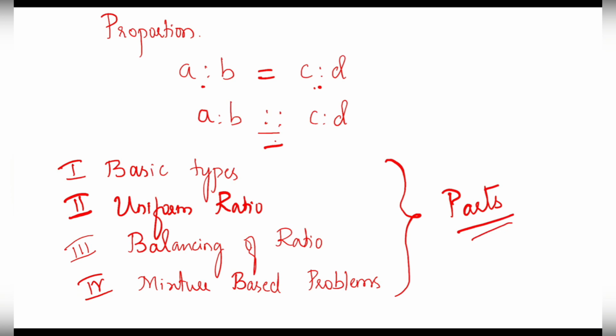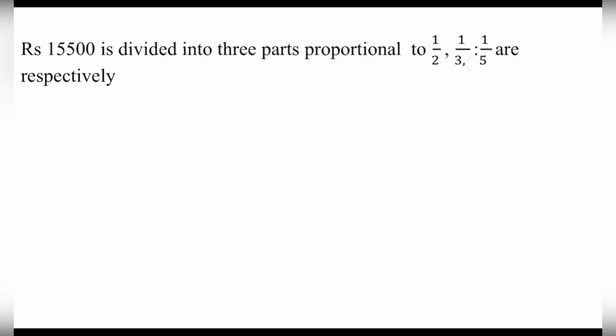Now, going to the first part and solving the first problem. The first problem says that if rupees 15,500 is divided into 3 parts in proportion 1/2 is to 1/3 is to 1/5, then respectively each ratio will get how much amount. Now, we know that this rupees 15,500 is divided in the ratio 1/2 is to 1/3 is to 1/5.